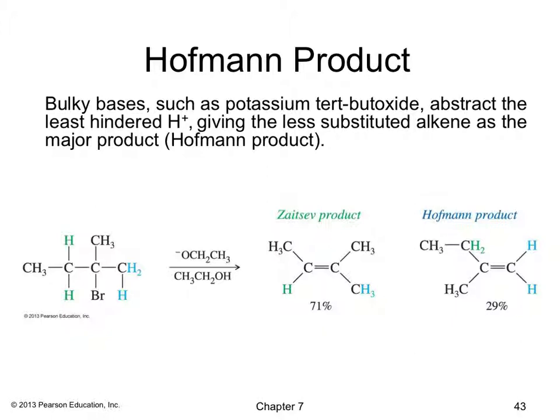So here is an elimination potential from either this side or this side. This is not necessarily a bulky base. As a result, you'll favor the Zaitsev product, which is the most substituted alkene, versus the Hofmann product.